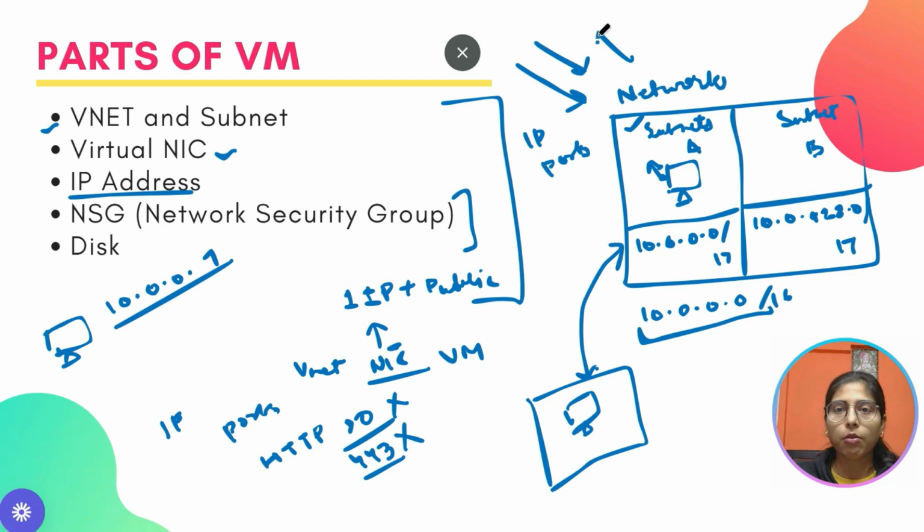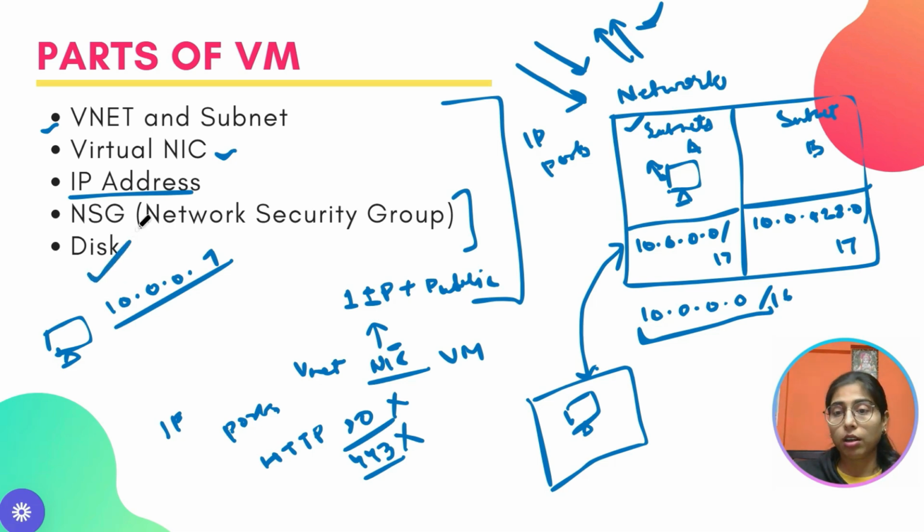Similarly, there is outbound traffic. You can also manage the outbound traffic. That means whatever traffic is going from this virtual machine, you can also manage that. So this is what NSG is. It is kind of a firewall, but basically manages the inbound and outbound traffic on the basis of different IP addresses or ports.